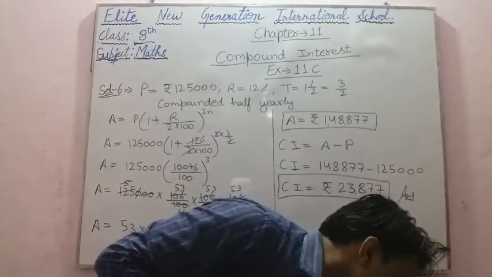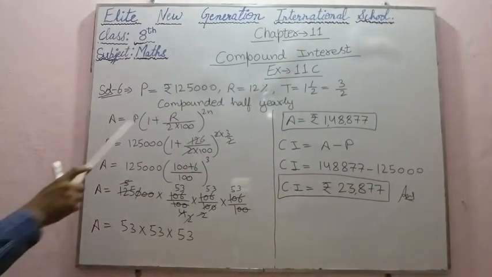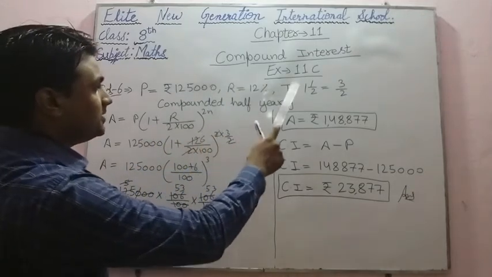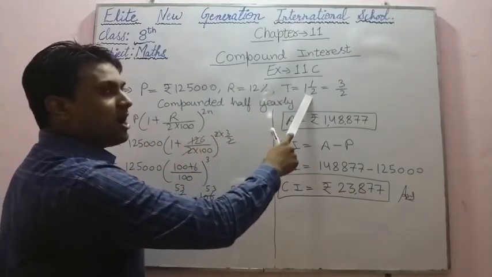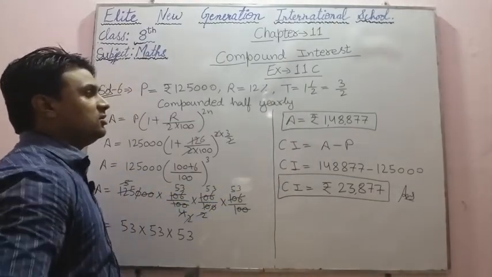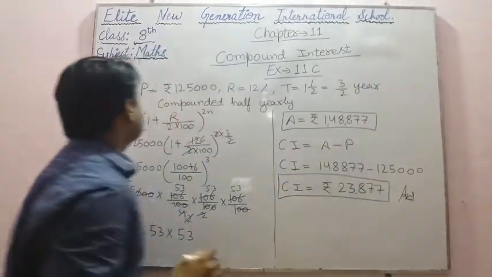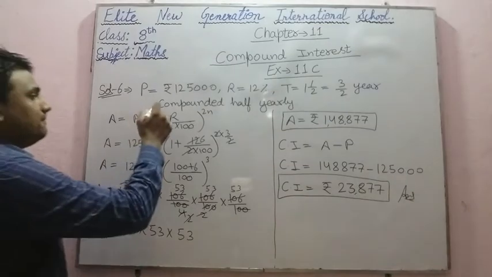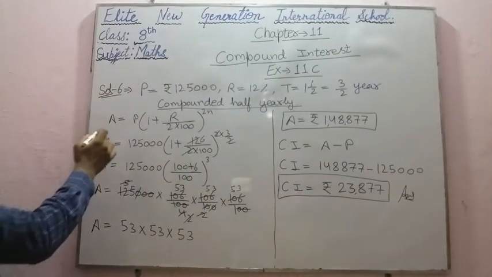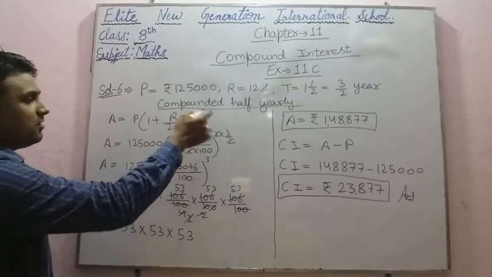So in this question, first of all we are given principal equals 1,25,000, rate 12% and time 1.5 years, that is 1 whole 1 upon 2 years. So here we can write 3 upon 2 years, so time will be 3 upon 2 years. Now it is compounded half yearly. So when compounded half yearly, we will use the formula amount equals P into 1 plus R upon 2 into 100, power 2n.